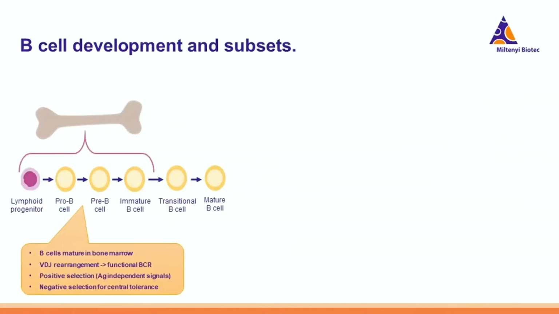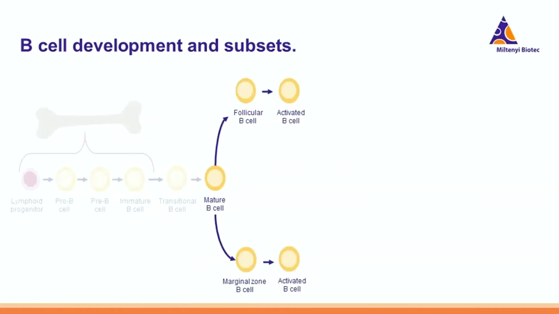We have the VDJ rearrangement, so the rearrangement of all the genes until an actual functional B cell receptor is formed. There are also positive and negative selection happening. What is really important is that the signals are mainly antigen independent, and also the negative selection is really important to have tolerance for the own body, of course.